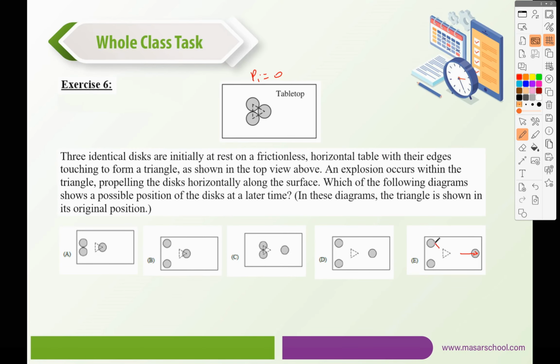Now these two have linear momentum. This is up-left and this is down-left. So up and down they cancel, and they add up to the left, having a cancellation effect with the one to the right, which means that E is correct.